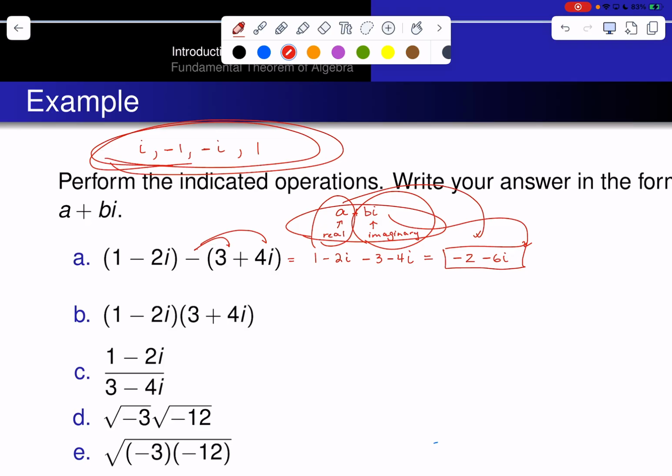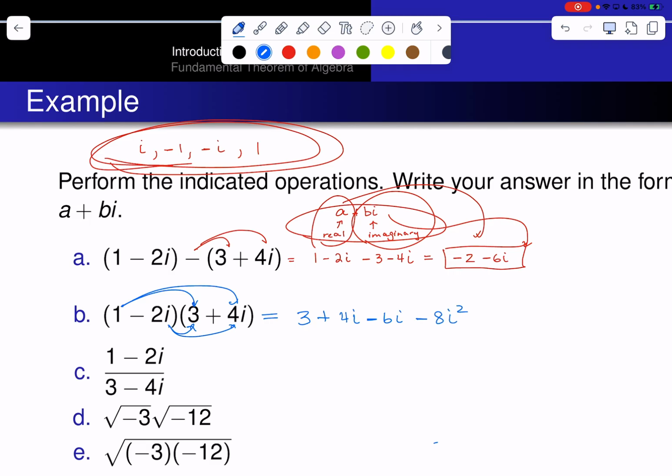All right, this one we're going to FOIL. So letter B, we're going to FOIL. We get a 3. Okay, first, outer, inner, last. We get a plus 4i. You treat i's like terms. All i is a variable that represents the square root of a negative. I'm going to say it again. i is a variable that represents the square root of a negative. Okay, then you have minus 6i. And then you're going to have minus 8i squared.